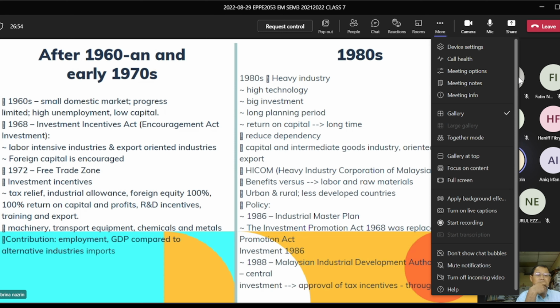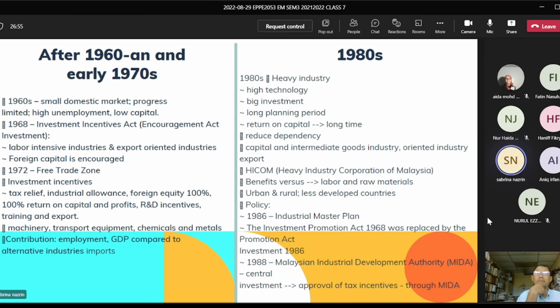For the policy, 1986, the first one, Industrial Master Plan. The Investment Promotion Act 1968 was replaced by the Promotion of Investment Act 1986. Then in 1988, the Malaysian Industrial Development Authority, MIDA, is the center for investment, which is the approval of the tax incentive from MIDA.